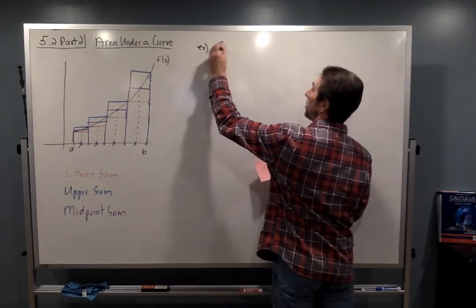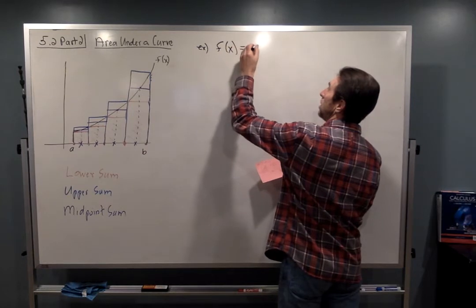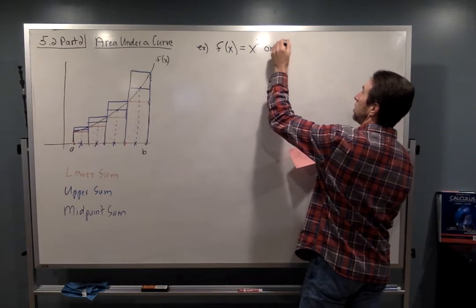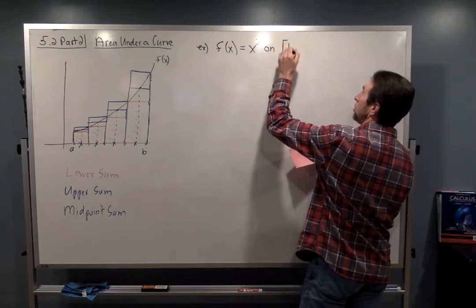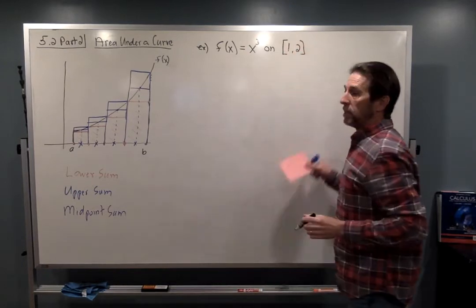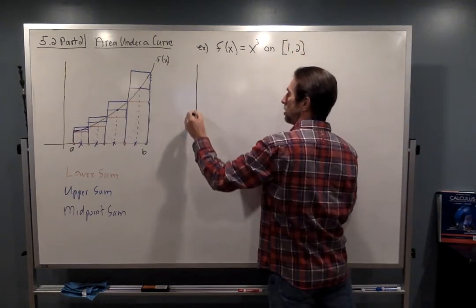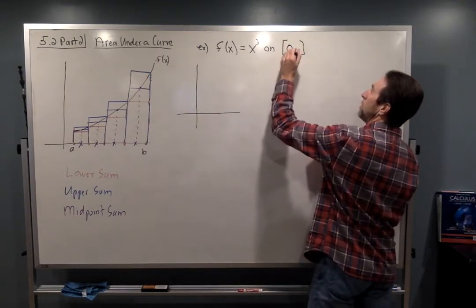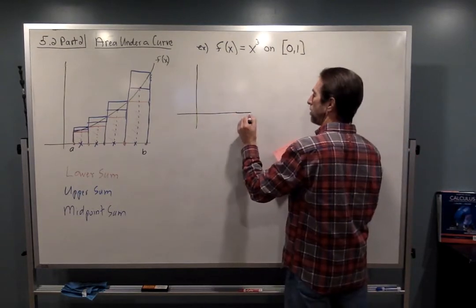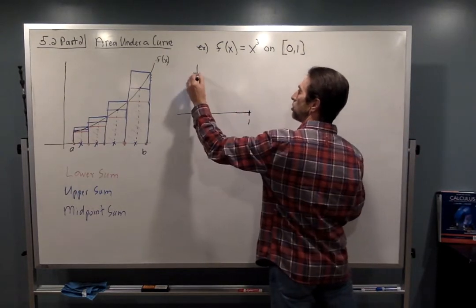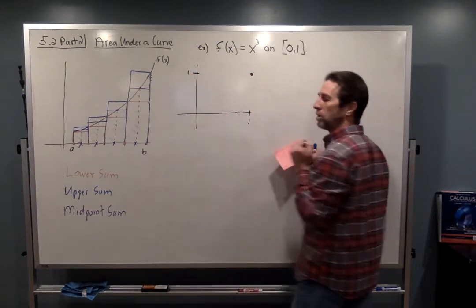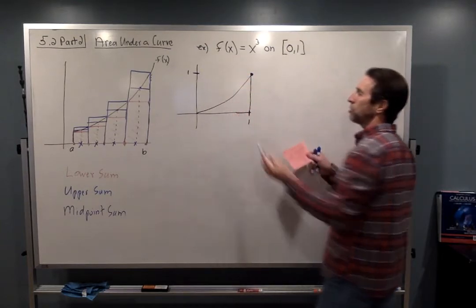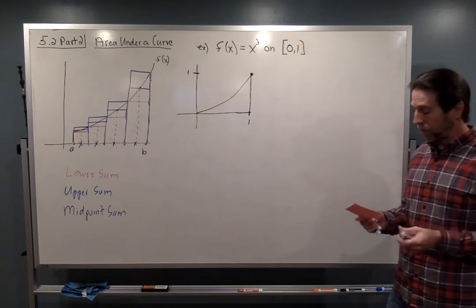Let's say my function is f of x equals x cubed. And I just want it to be on the interval from, let's just say 1 to 2. So if I sketch it, let me do something a little bit different. I'm just going to go from 0 to 1. So at 1, the function is 1. We know x cubed looks like this on that interval. So basically, I'm going to try to approximate the area of that irregular shape.